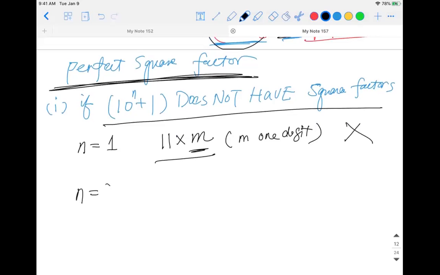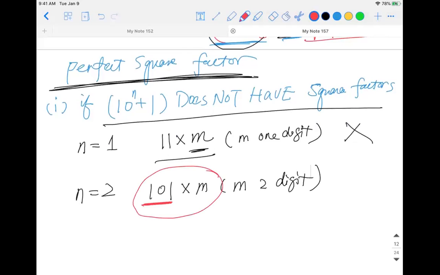What about n equals 2? You're looking at 101 times m. But m needs to be a two-digit number. Think about it. 101 is what? It's a prime number. In order to make sure this guy is a perfect square number, m must contain 101's factor. Is that right? 101 is not a two-digit number.